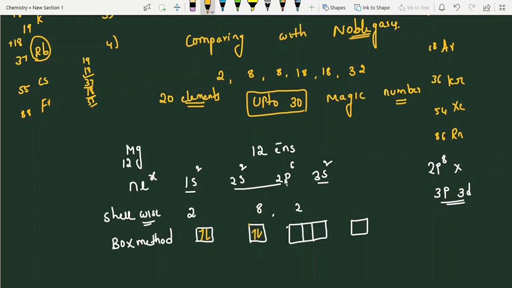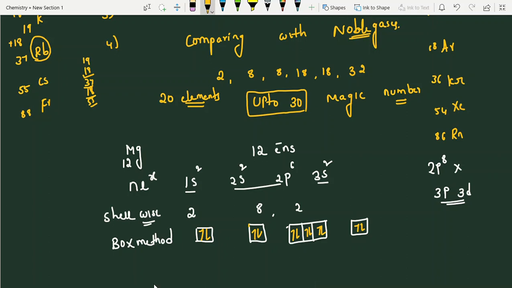Next one, 6 electrons. 6 electrons means 1, 2, 3, 4, 5, 6. Like this we have to fill. So this is Hund's rule. According to Hund's rule, we have to fill electrons in degenerate orbitals, a valuable point. So underline this one and do a good number of questions. And next one here, 2 electrons. That's it. This is the box method.